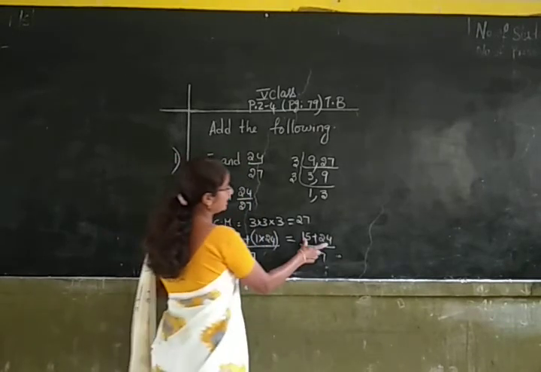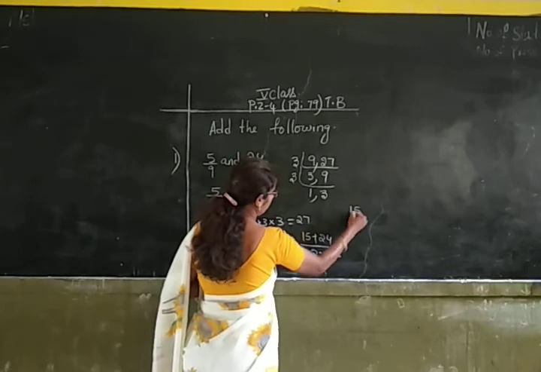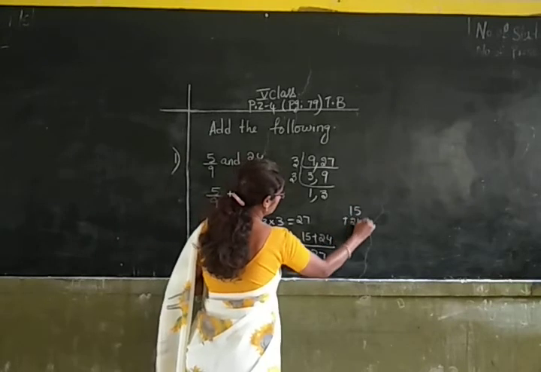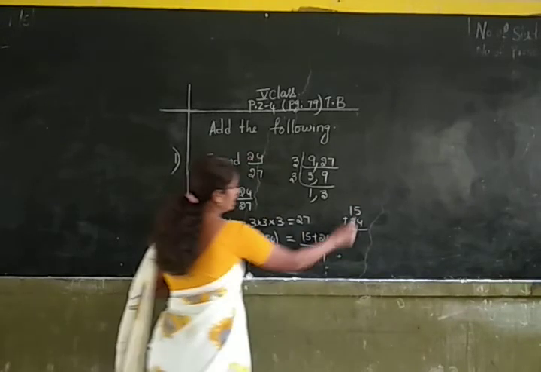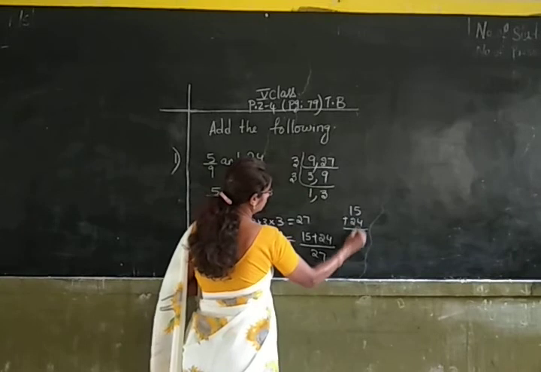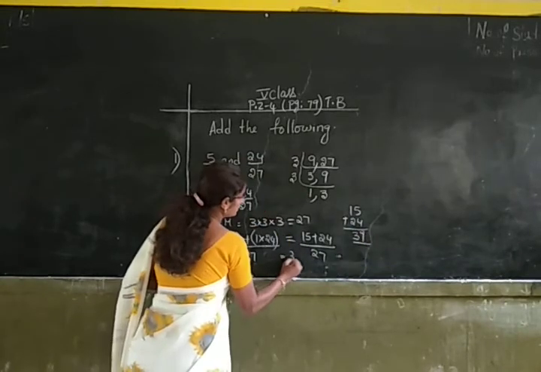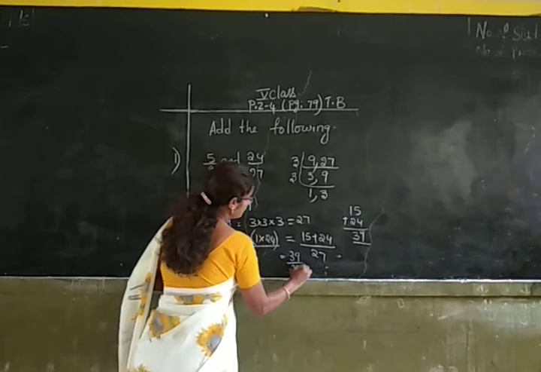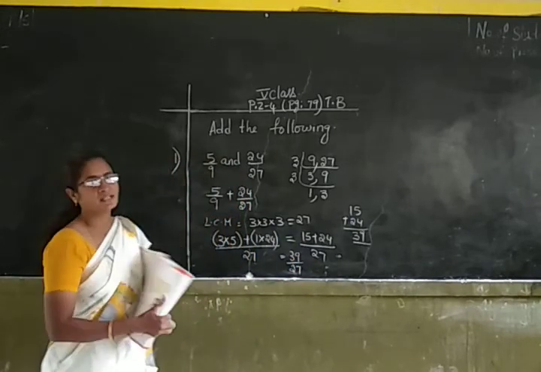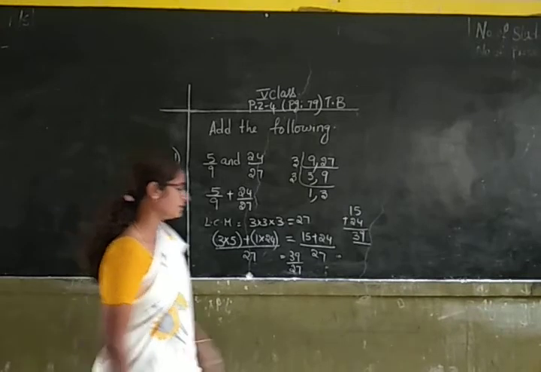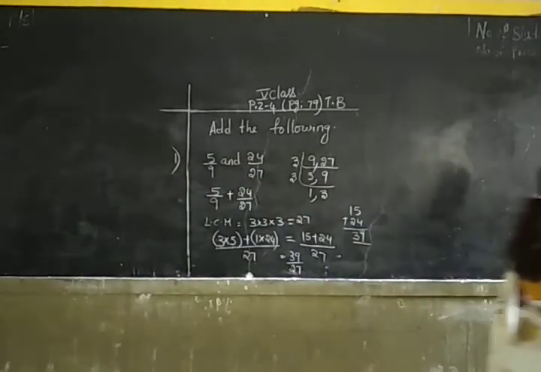Now we have to add 15 and 24. 15 plus 24. 5 plus 4 is 9 and 2 plus 1 is 3. So the answer is 39 by 27. So this is the way of adding two fractions. Okay children. Now let us move to the second sum.